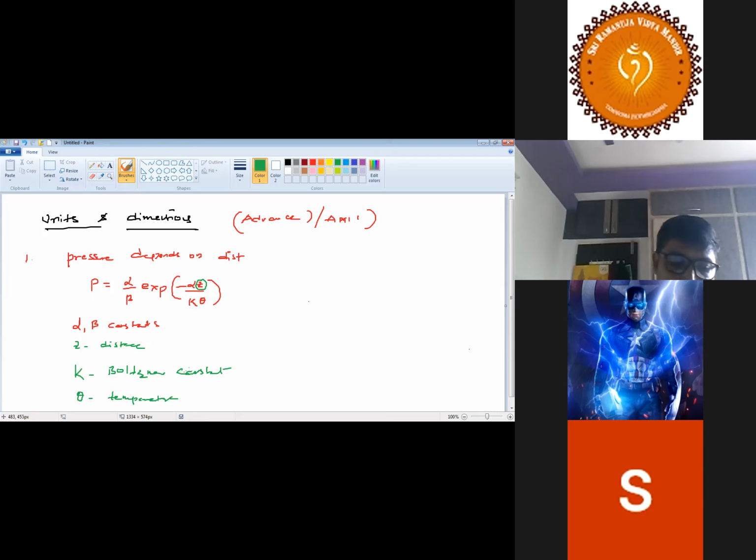So find the dimensions of beta. How do you define the dimensions of beta? What are the dimensions of beta? This is the question: find the dimensions of beta.